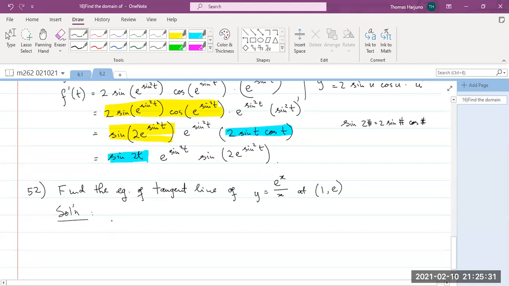Okay, what is the y prime? Y prime equals e to the x times x minus e to the x times 1 over x squared. I do quotient rule. And the derivative of e to the x is just e to the x. So this is e to the x times x minus 1 over x squared. So what is y prime at 1 when x equals 1? That will be e to the 1 times 0 over 1 squared, that's 0. Oh, that's a horizontal line.